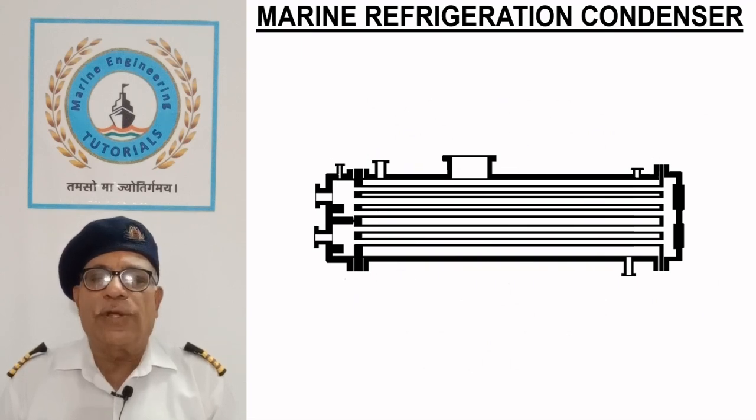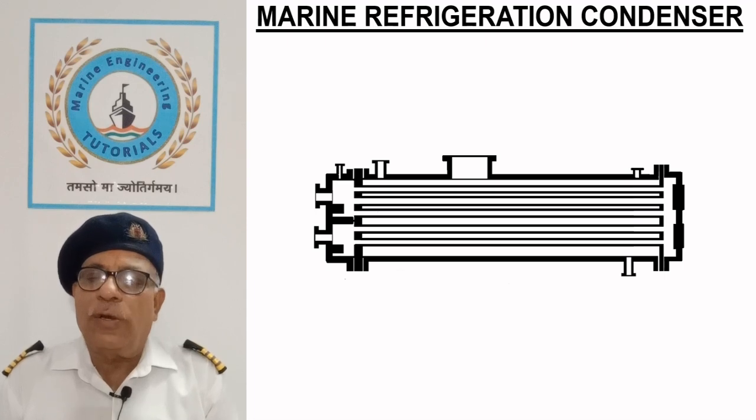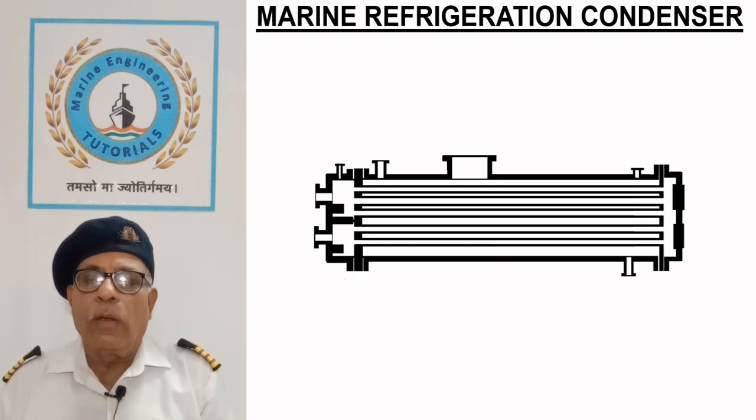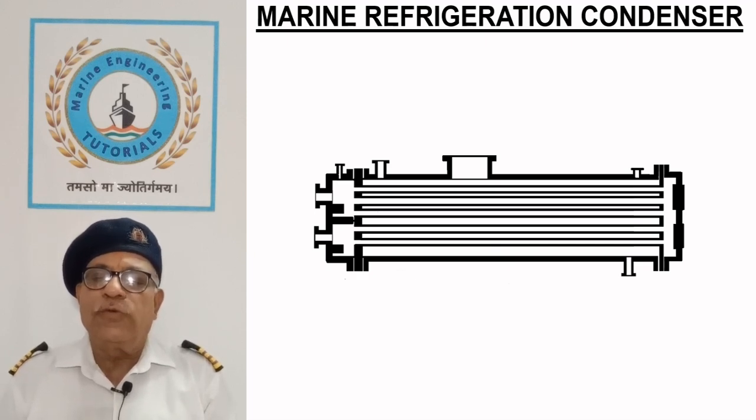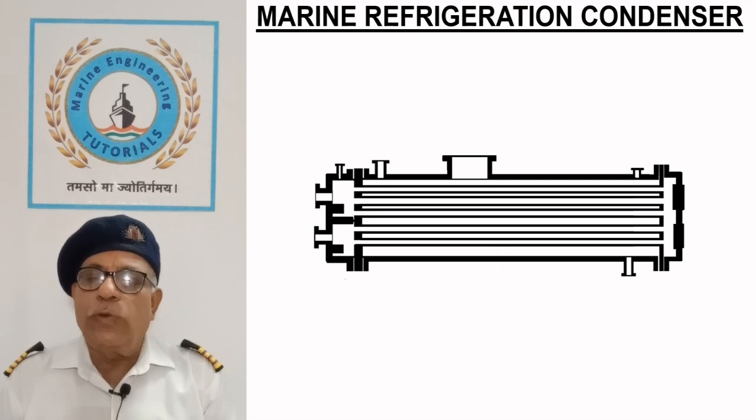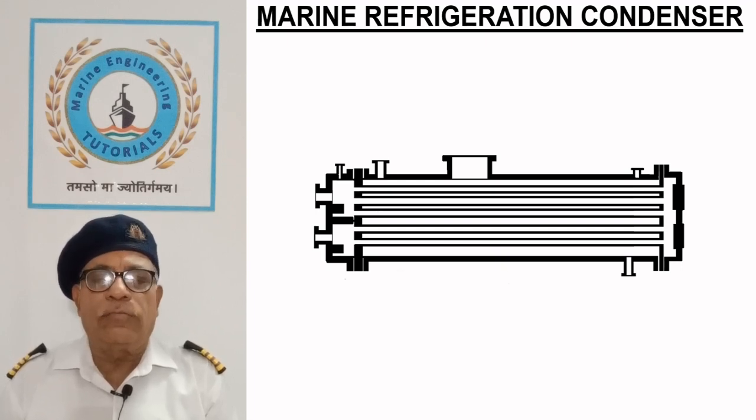Marine refrigeration condenser. The sketch shows a shell and tube type condenser designed for high pressure, which is used in moderate and large size refrigeration plants. Condensers for small units are of fin and tube type, very similar in construction to the evaporators discussed earlier. Water-cooled condenser is very compact in comparison to air-cooled condenser, as water can remove the heat 15 times faster than air.